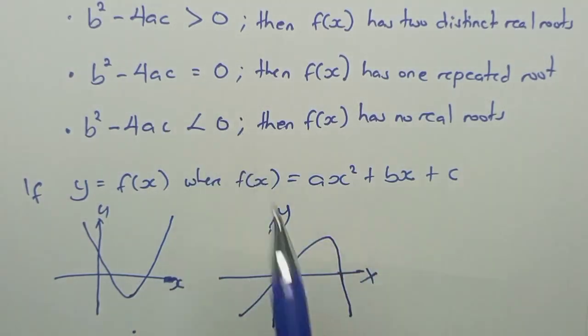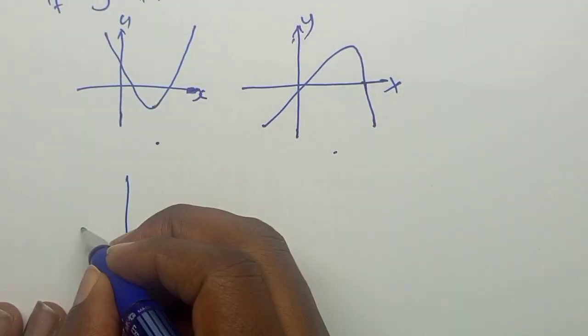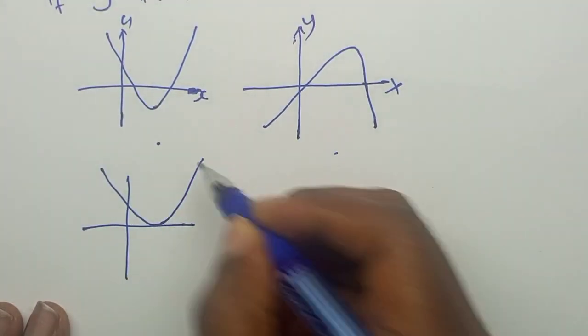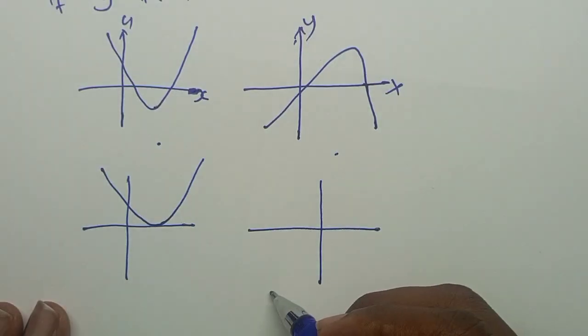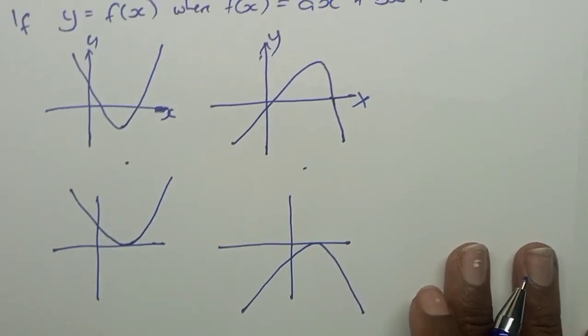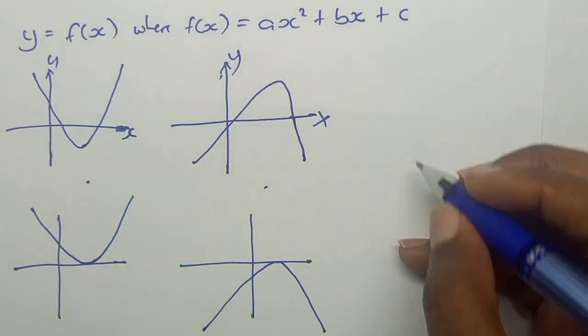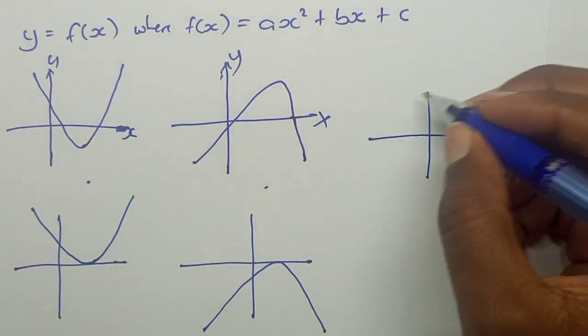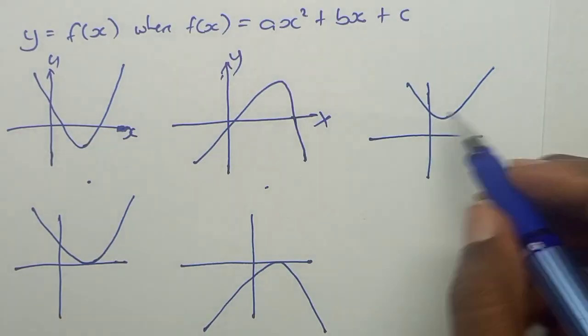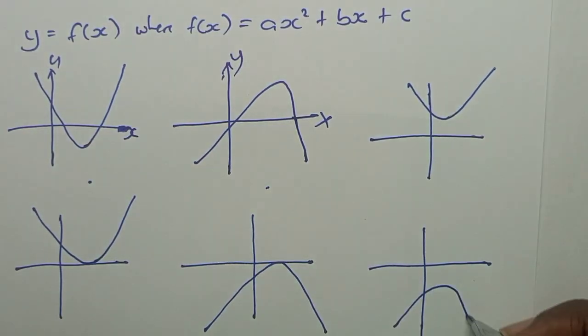Then where the discriminant is equal to 0, we said it has one repeated root. So that graph is like this. So it has a repeated root, which is like that. Then where the discriminant is less than 0, we said that it has no real roots. So the graph will be something like this. It has no x value. It has no exact real root.